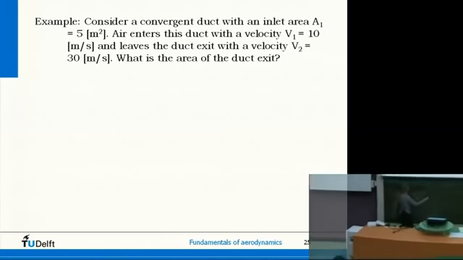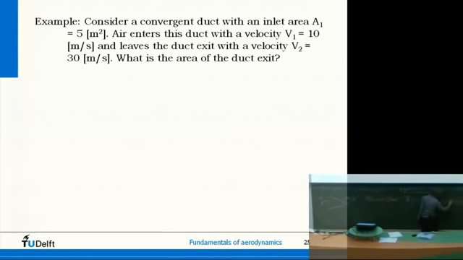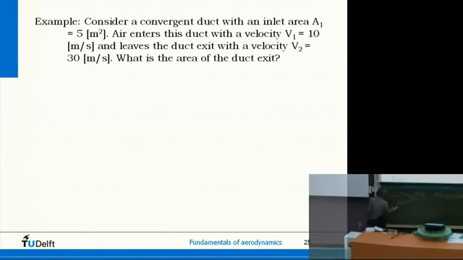So what is the area of the duct exit? AV is constant. A1 V1 is A2 V2. The question was A2. So A2 is A1 V1 over V2, so the area was 5 meters squared, the inlet velocity 10 meters per second, V2 30. So we end up with the area equal to 1.67 meters squared. Where we had here 5 meters squared, we have here 1.67 meters squared. Now check, is this intuitive? Yes.